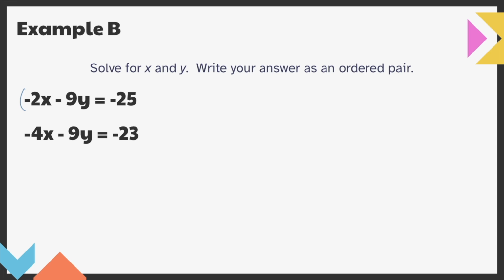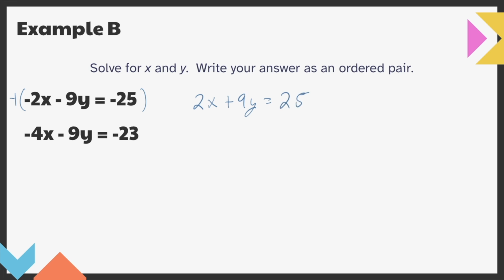So if I multiply my top equation here by negative 1, that's going to result in me getting a positive 2x because negative 1 times negative 2 is going to give me positive 2x. Negative 1 times negative 9, a negative times a negative is a positive, so I end up with positive 9y. And then negative 1 times negative 25 is going to give me positive 25, or minus negative 25.